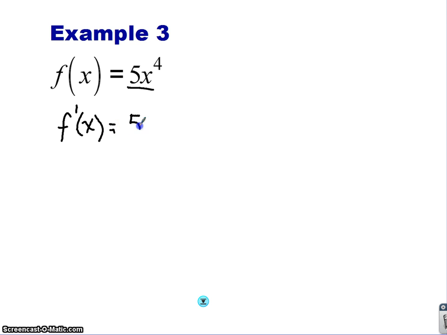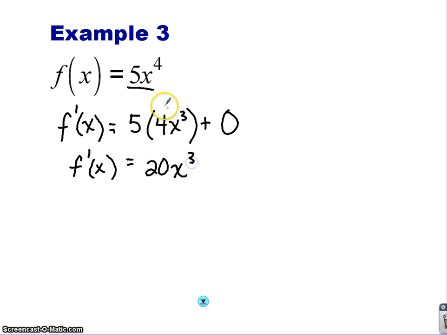It becomes 5 times 4x cubed plus 0. If we simplify this, we get 20x to the third, just as we would if we used just the power rule to find the derivative. But we can apply the product rule to the product of these two functions, 5 and x to the fourth. Maybe you now see where the product rule is coming from. Those of you who are not seeing it yet, you'll see right here.